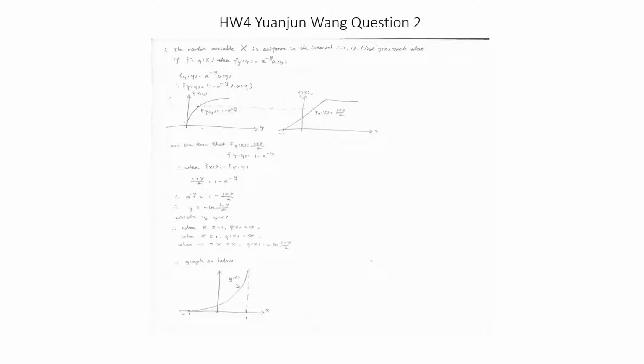And also we can graph it as below. As you can see, when x is smaller than -1, the graph is equal to 0. And then when x is greater than 1, g of x goes to infinity. And when x is between -1 and 1, the g of x is equal to negative ln of 1 minus (1 plus x) over 2.